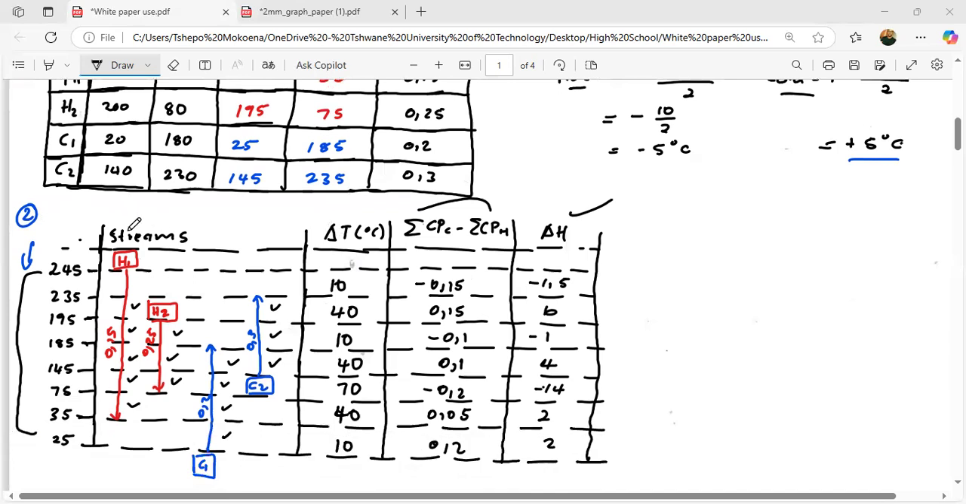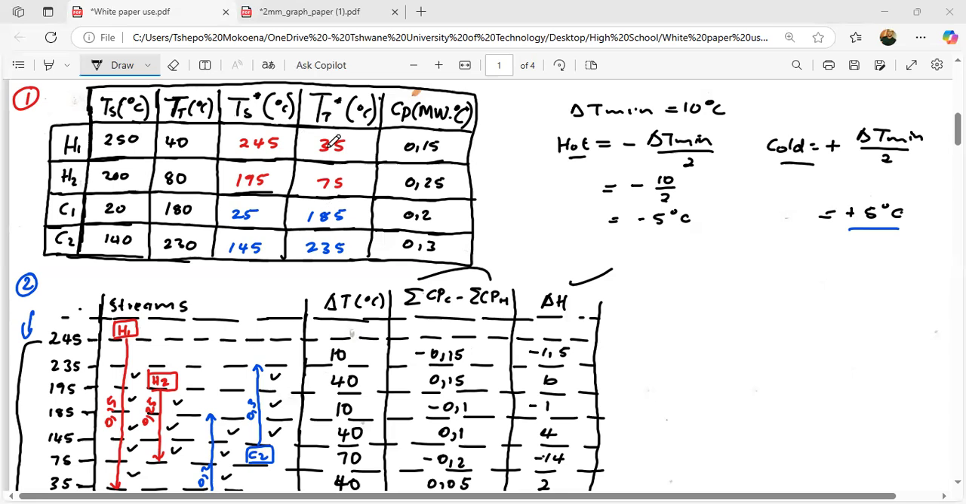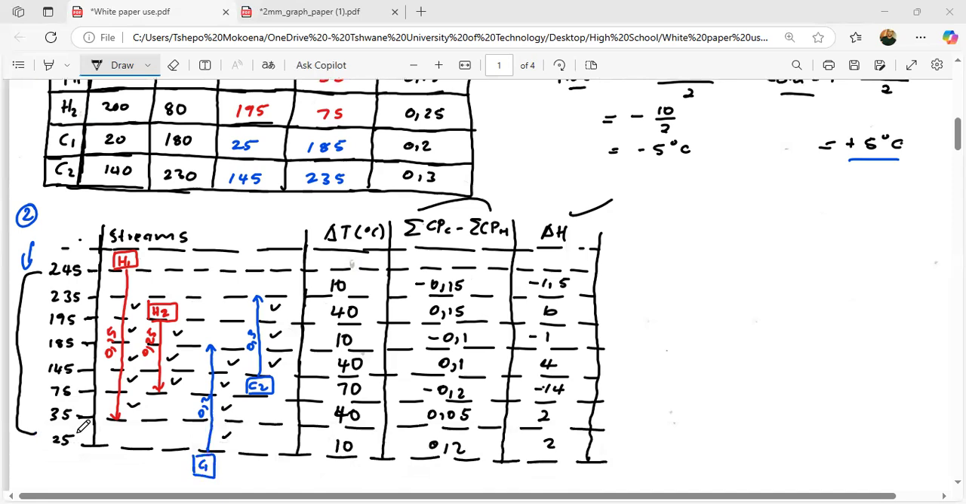Table number two, this is where we're going to take all of these temperatures, but we're going to write them in descending order, meaning we start with the largest and end with the smallest. So we start with 245 at the top, followed by 235, followed by 195, 185, 185, 145, 145, 75, 75, 35, 35. At the end, we have 25.